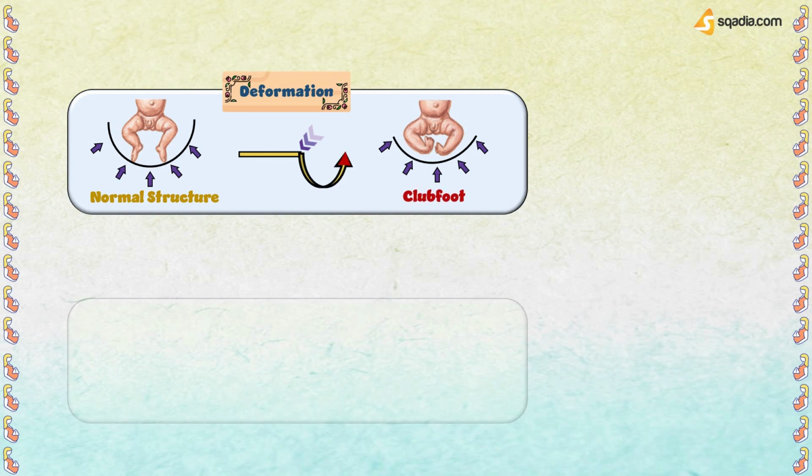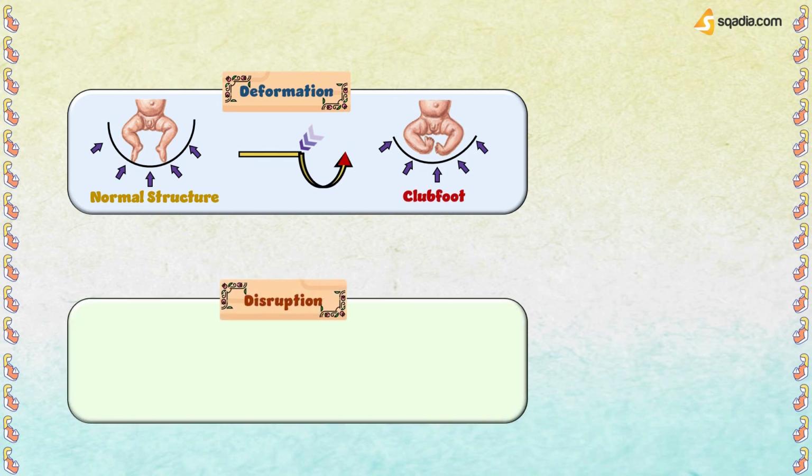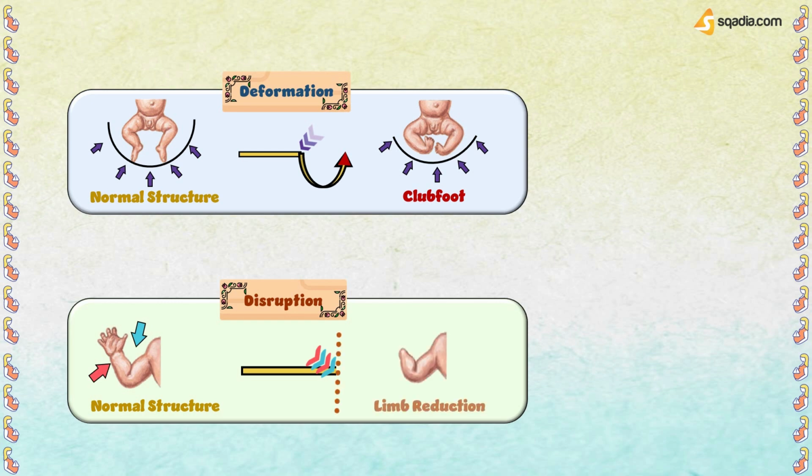But the example of disruption is when there is normally developed structure. Destructive force acts on it. That leads to limb reduction deficit. It means destructive force leads to growth discontinuation. Now, observe carefully that deformation is the alteration of shape or position of normal tissue.